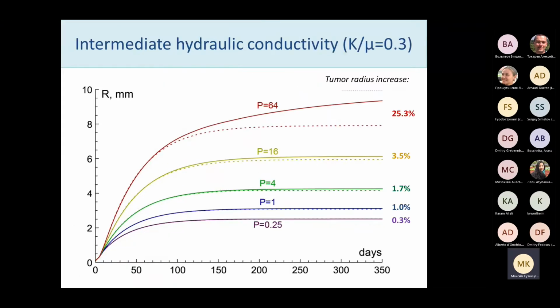This figure shows tumor growth curves obtained numerically in case of hydraulic conductivity value decreased by an order of magnitude, and the growth curves for the already discussed case are also present for comparison as dashed lines. As is seen from this figure, tumor radii become only slightly lower during the first several dozen days of tumor growth, but eventually they became greater. And the final increase in the tumor sizes was more pronounced with the increase in nutrient supply level.